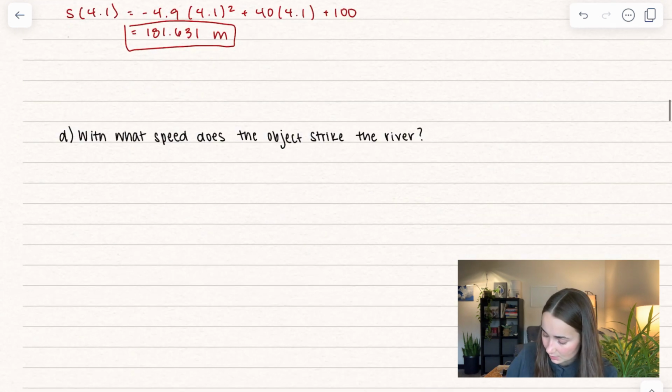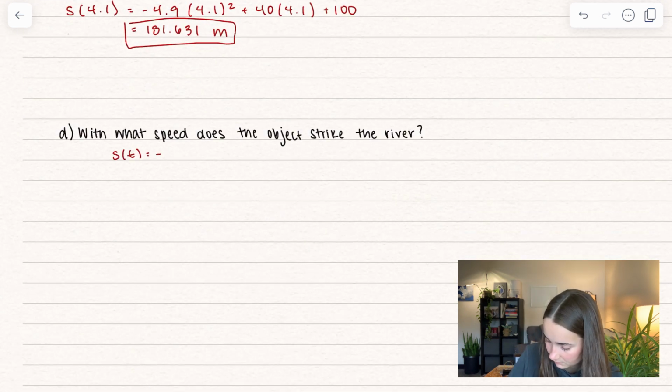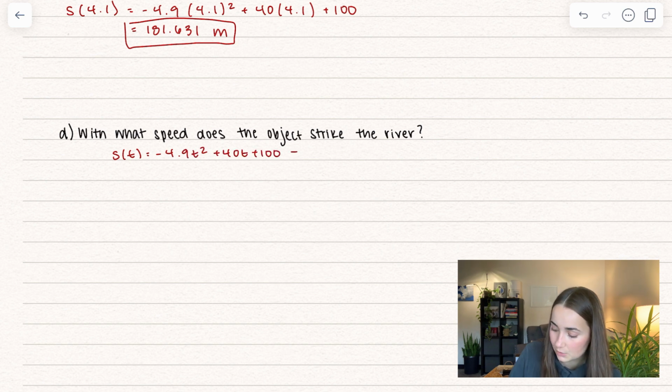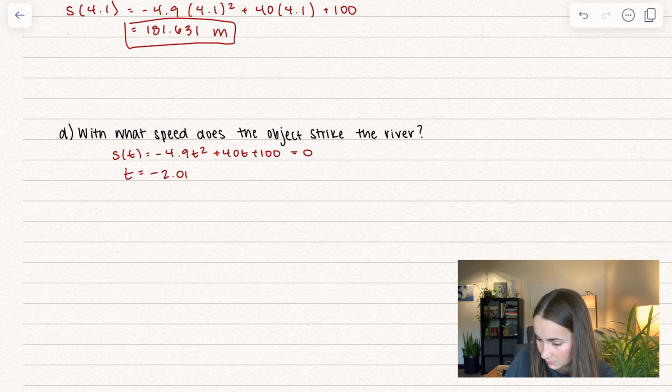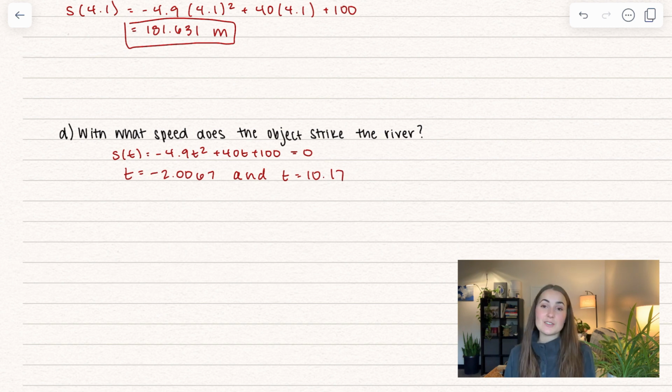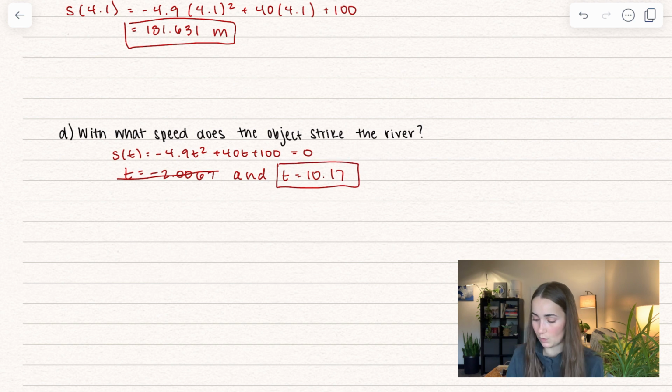So I'm going to go ahead and take our position function, and I'm going to set it equal to 0 in order to solve for the time. So here I definitely plugged it into a calculator. Again, we got negative 2.0067. And we also got t is equal to 10.17. So let's think about the context. We're working with time. We're throwing a stone. So in real life, we don't have negative time, right? So we get to ignore that value, and we're just going to focus on t equals 10.17.